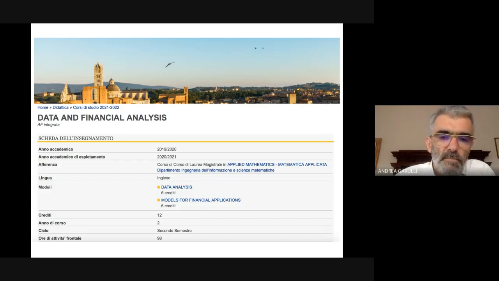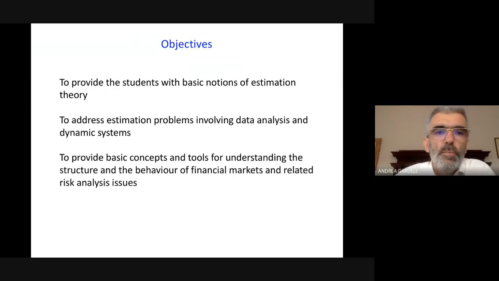So what are the main objectives of the course? We want to provide the students, first of all, with basic notions of estimation theory. So we will face the basics of how to estimate quantities from data. We will have data available, and we will try to infer some information about other quantities that we are not able to measure. Then we will address some estimation problems which involve both data analysis and dynamical systems, so quantities that change during time according to some mathematical laws.